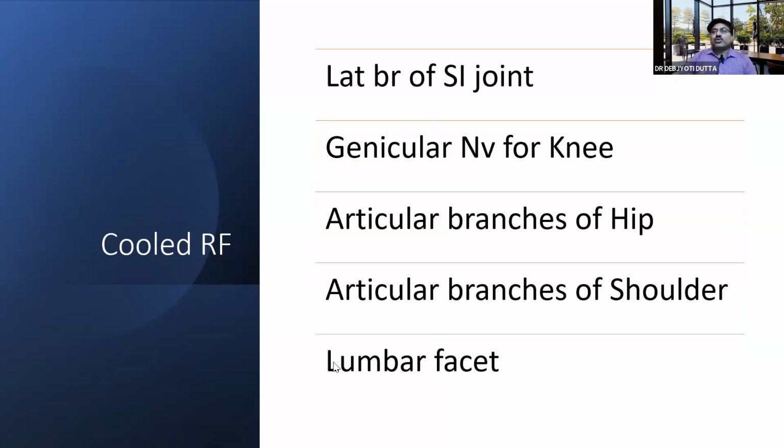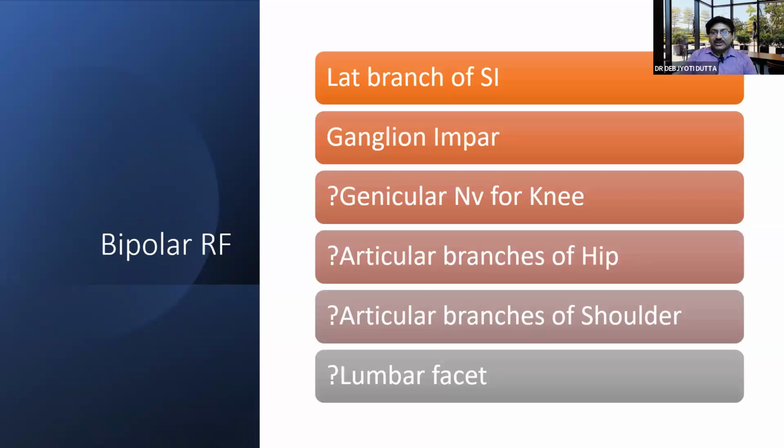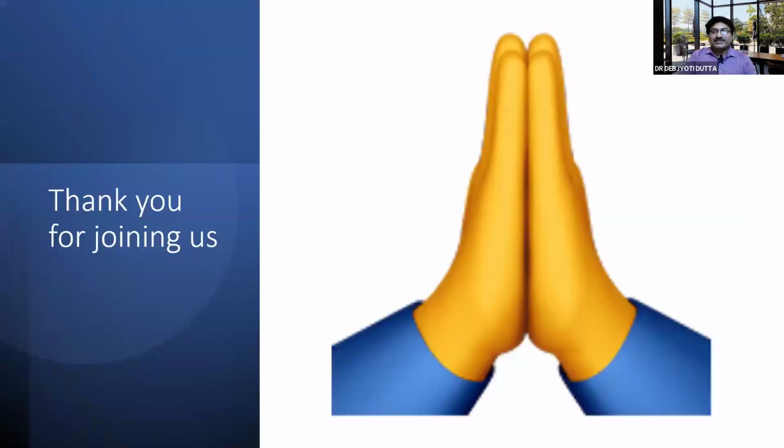Similarly, we should use cooled radio frequency where localizing the nerve is a little bit difficult, be it the shoulder, hip, genicular branch of the knee, sacroiliac joint, and lumbar facet. Sometimes we can use it, but I prefer the conventional one. Bipolar also has the same indication. Actually, before cooled RF, bipolar was used in those conditions, while now cooled is used.